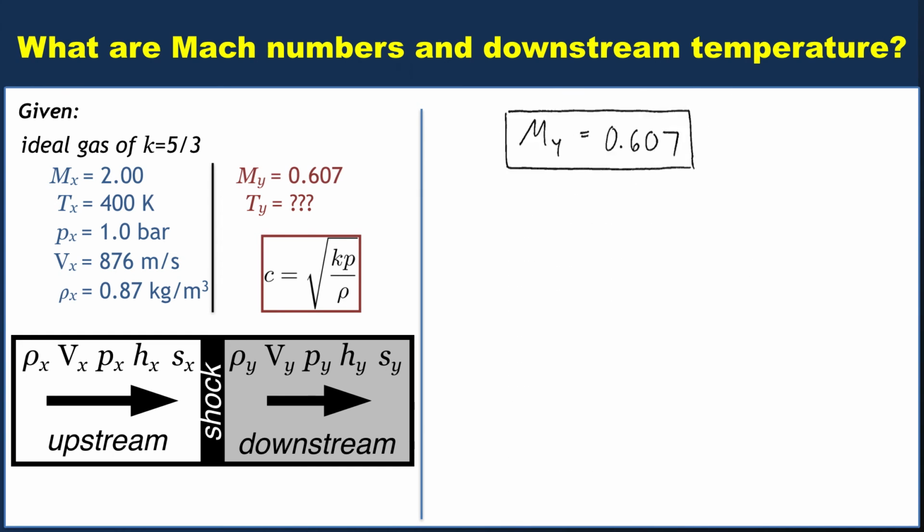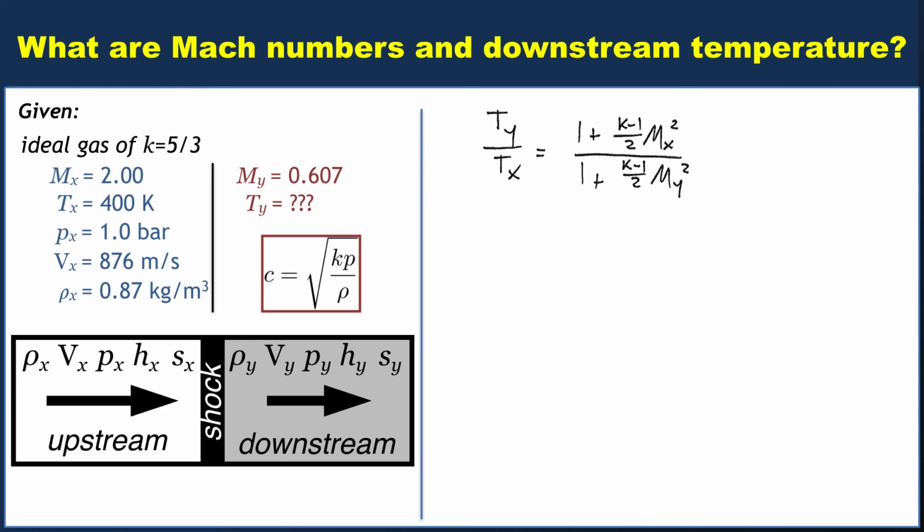Okay, last thing we need to do. Let's figure out the downstream temperature. Again, you want to appeal to one of the equations near the end of your lecture notes that relates the temperatures, the Mach numbers, and the value of K. Now, it was nice that we went through and actually figured out the downstream and upstream Mach numbers first, because otherwise you couldn't have done this part, right? So we needed Mx and My in order to calculate the temperature ratio. But now we have all the stuff on the right-hand side, so we can do that.